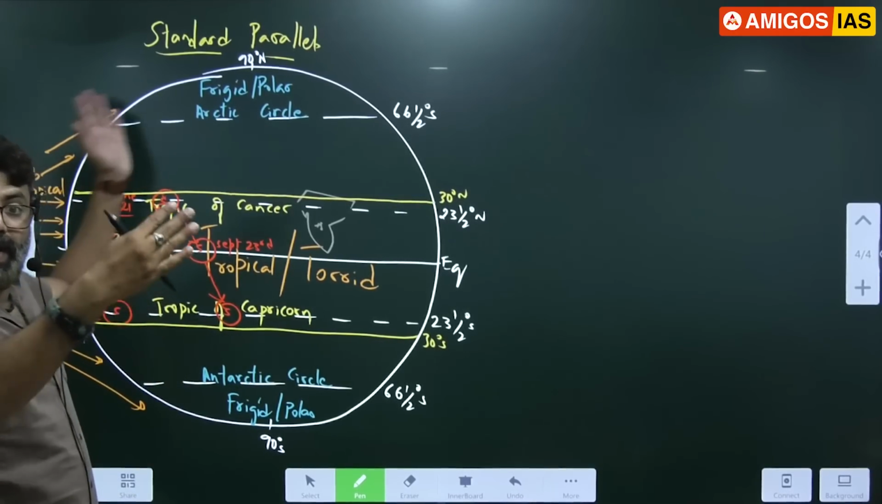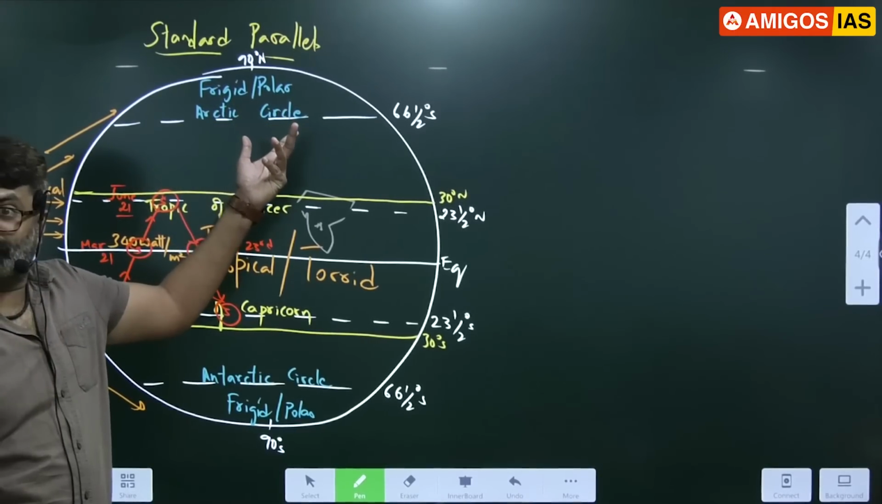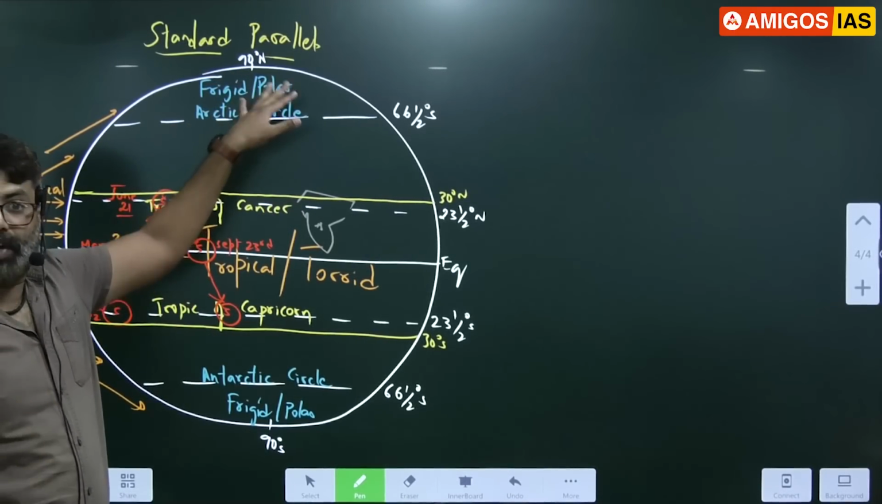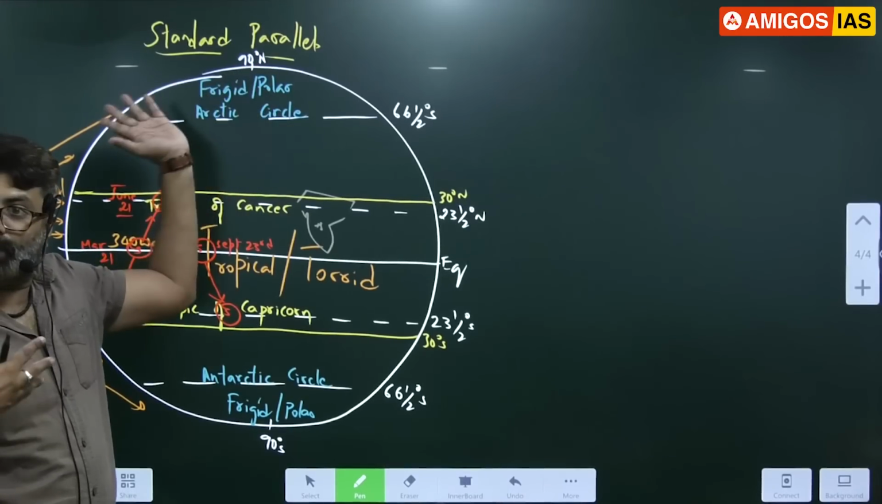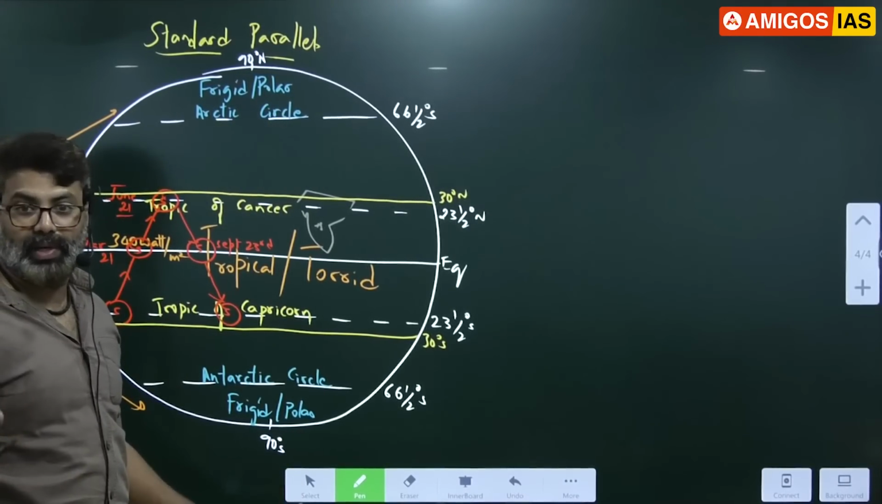Because less sunlight means what? Absence of heat. Absence of heat means what? Cold. So it is always cold here. Let's say you are in Arctic, Norway. You will feel cold always throughout the year. Let's say you are in Antarctica. You will feel cold always.